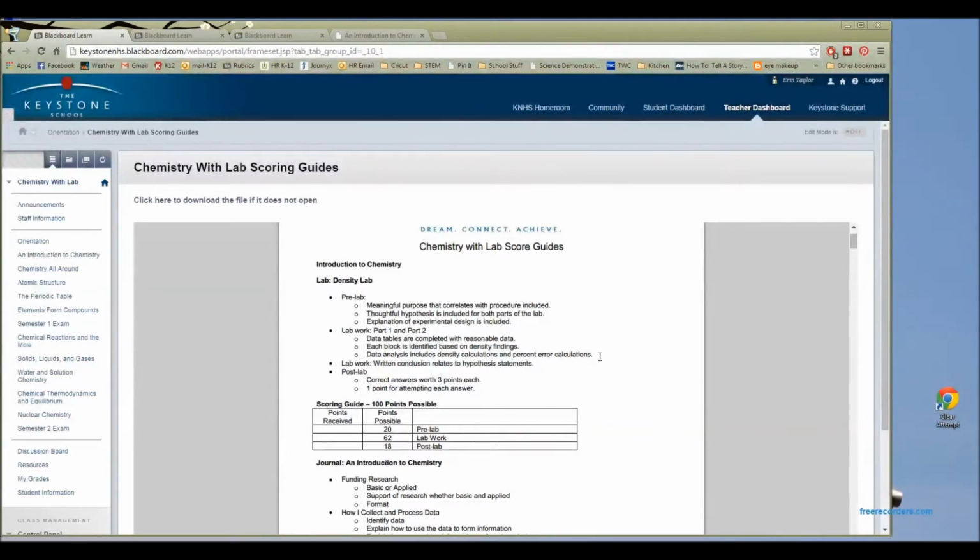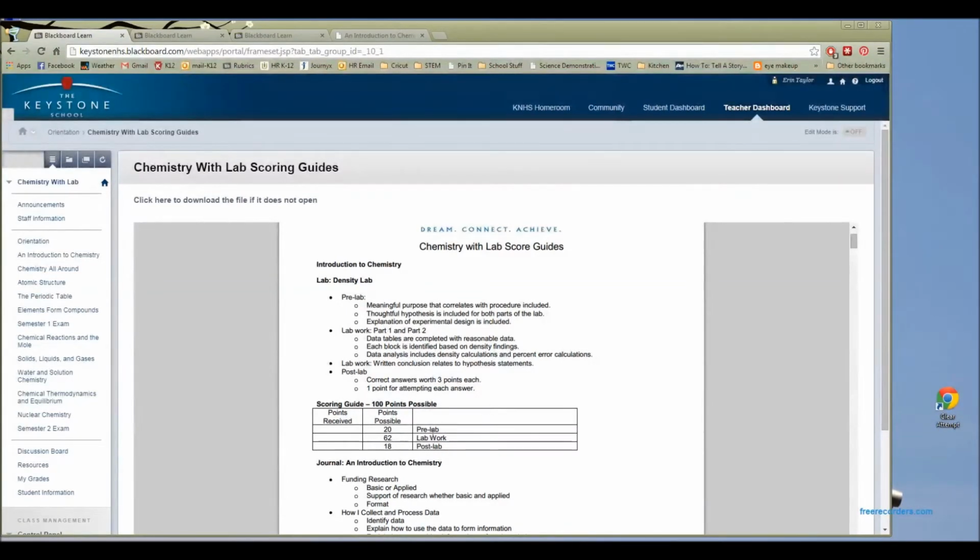And there are instructions on how to do that. There's a video in the lab. Your lab work needs to have a written conclusion, and it has to relate to your hypothesis statement. It doesn't have to support your hypothesis statement, just relate your conclusion to your hypothesis. In your post-lab, I want to see correct answers. I want to see all your math. The correct answers are worth 3 points each, and you get 1 point for at least attempting.